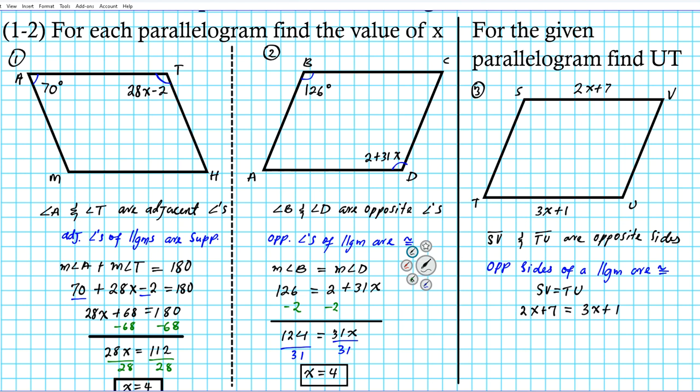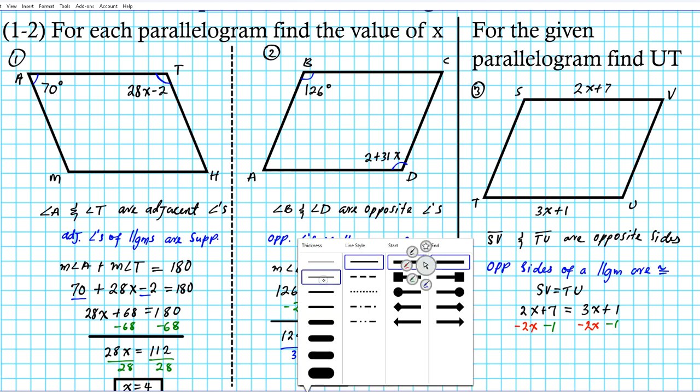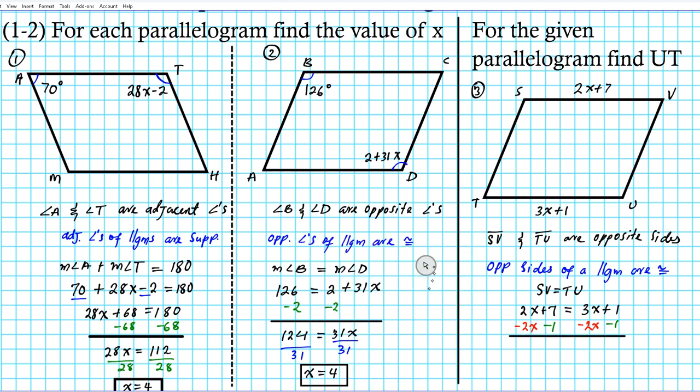Let's move all the variables to one side and the numbers to the other. I'm going to move the smaller variable 2x to the right side, and then move the constants to the left. Now let's simplify and see what we get. This adds up to 0. 7 minus 1 is 6. And then 3x minus 2x is x.